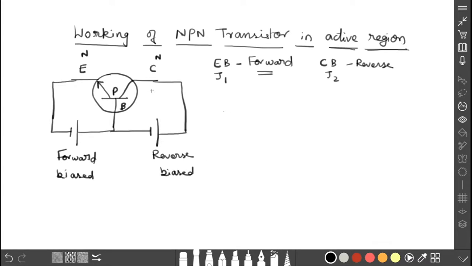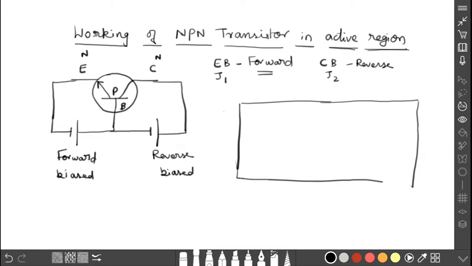This is the connection part. Next we are going to discuss how it is going to work. What is the working of the NPN transistor? Let me draw one more diagram for understanding. I am going to explain by means of charge carriers.